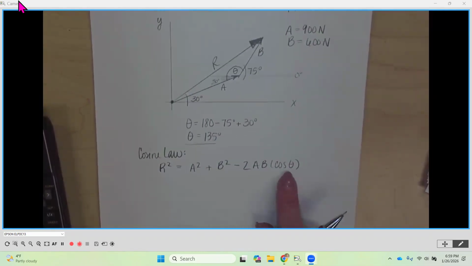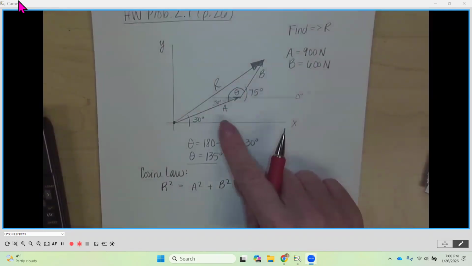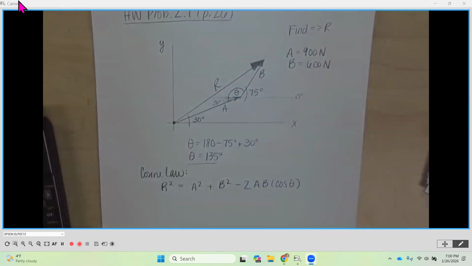So when you write this out, I should see an R in your diagram, an A, a B, and a theta, okay?